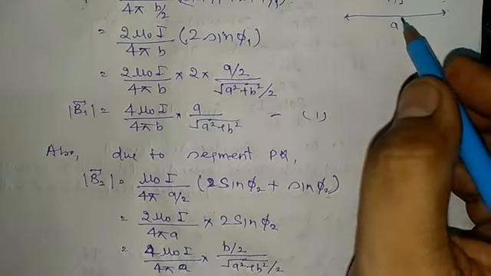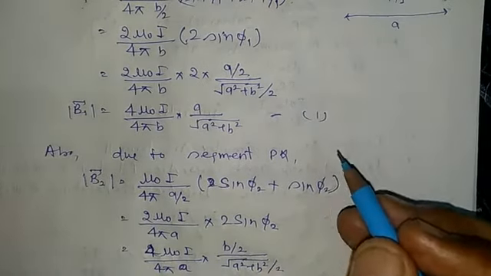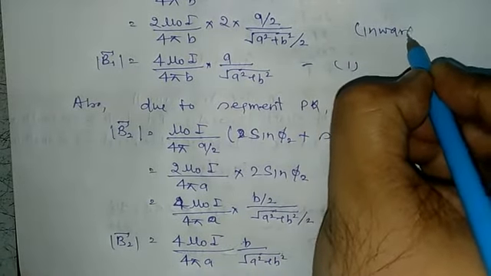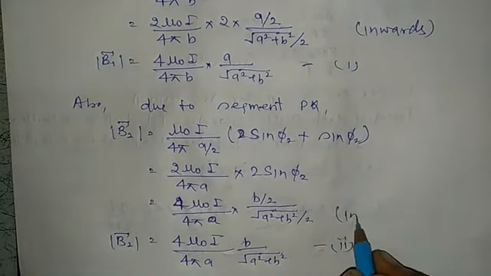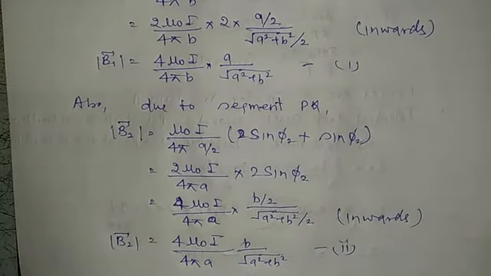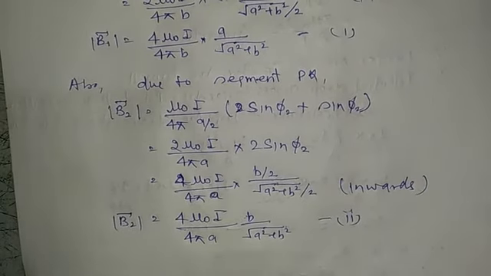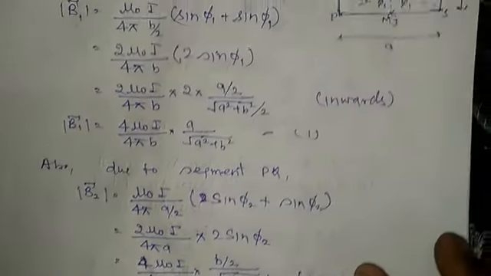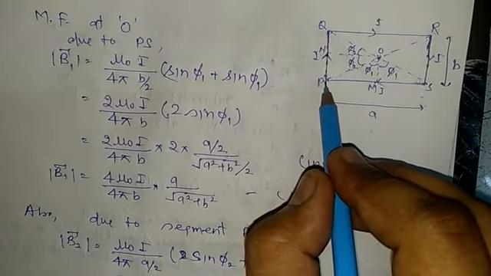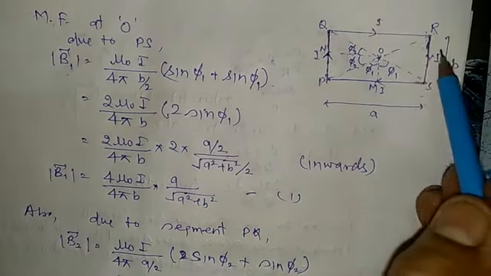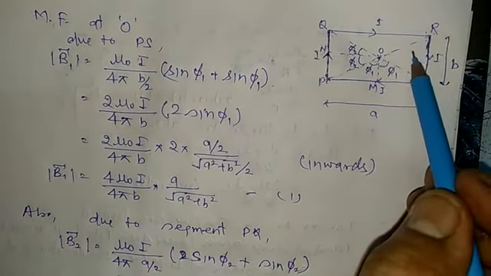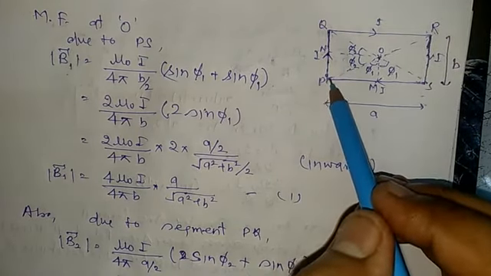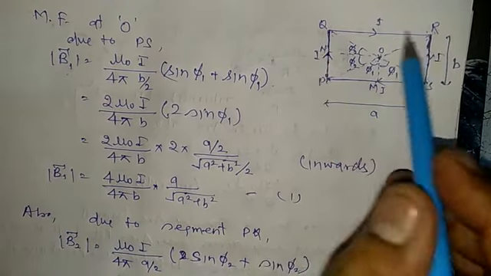the two fields are inward. We can just write it here, inwards, and this is also inwards. Since SP has its counterpart QR and PQ has its opposite part RS, the magnetic field is in the same direction due to all the four components.